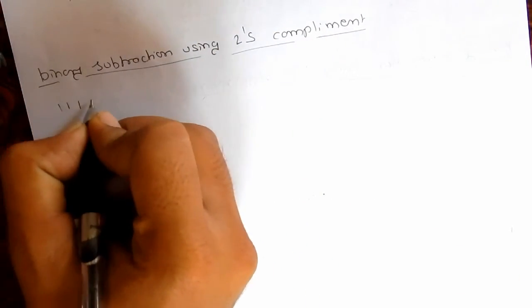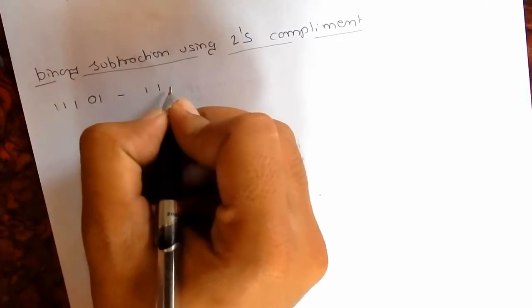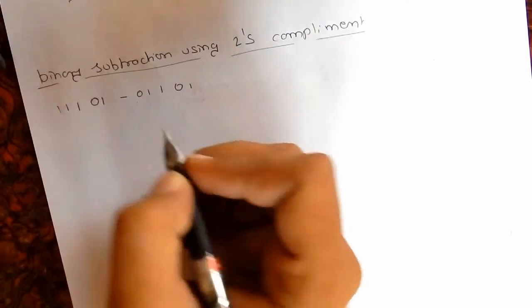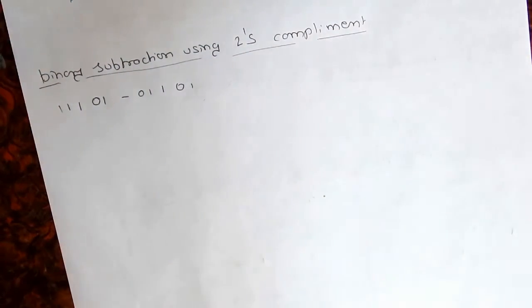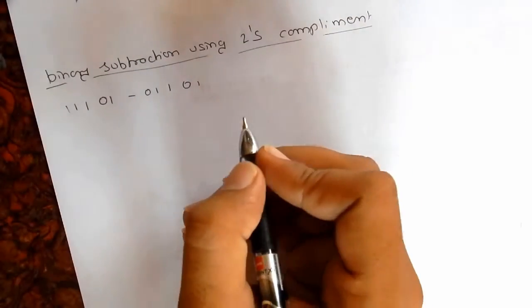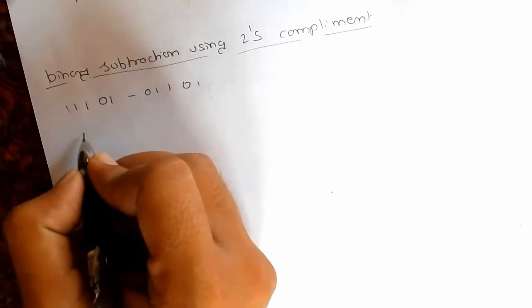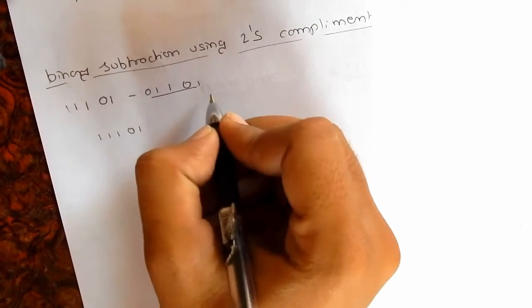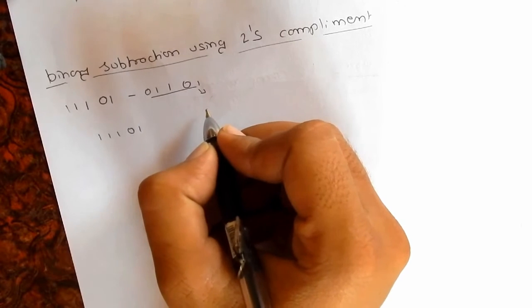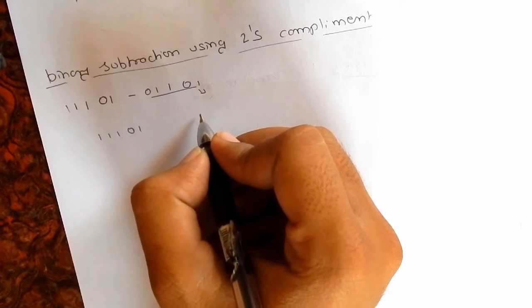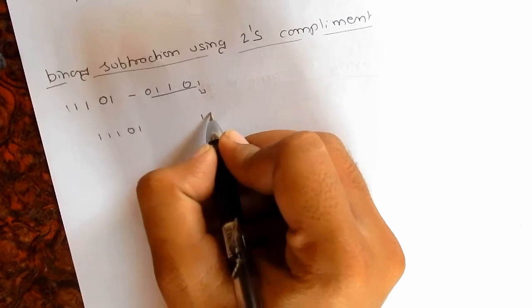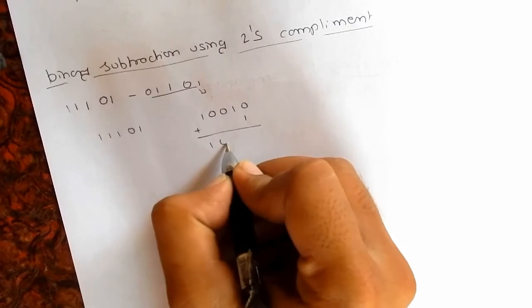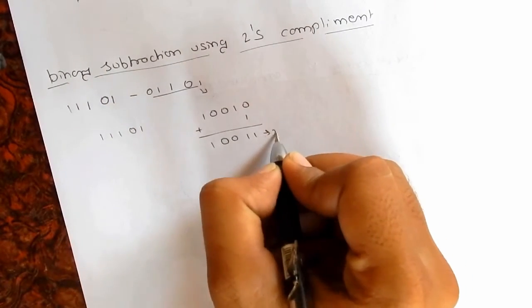So 1 1 1 0 1 minus 1 1 0 1. Let's take one more 0 in front of this so that the number of digits gets balanced. The first step is to copy the first number, and the second step is to find the 2s complement of the second number. For finding the 2s complement, first find the 1s complement, that means toggle all the bits. So 1 0 0 1 0 and then add 1 to this. So 1 0 0 1 1 will be the 2s complement.